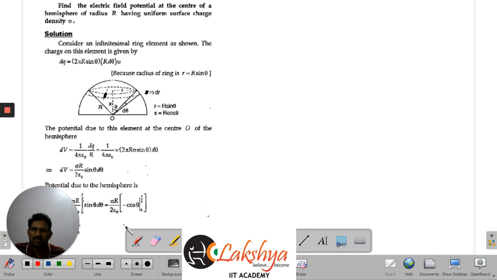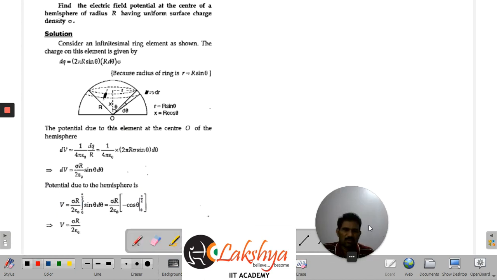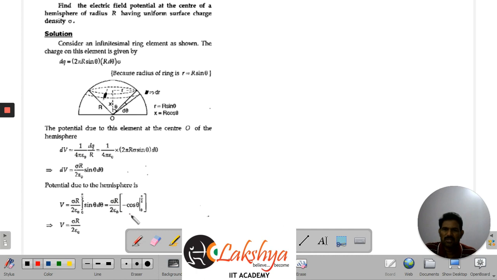Now we need to write this potential at the center. As we know, compared to the field calculations, the potential calculations are easy. So our procedure is the same. We consider a small element here. This is the element we are taking, a ring element.